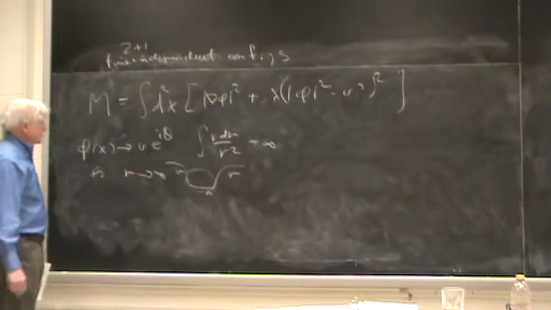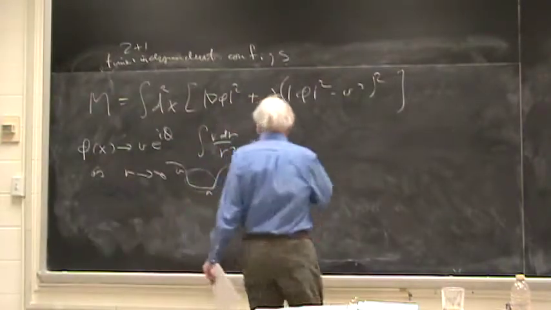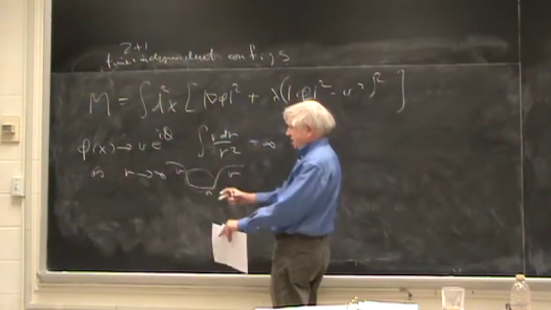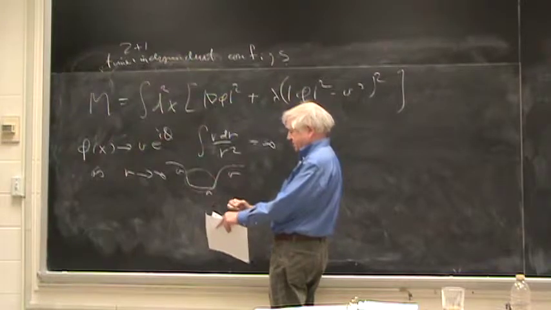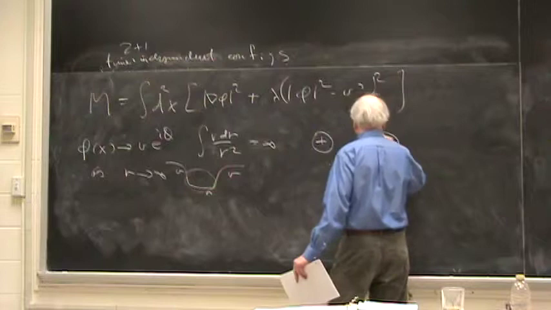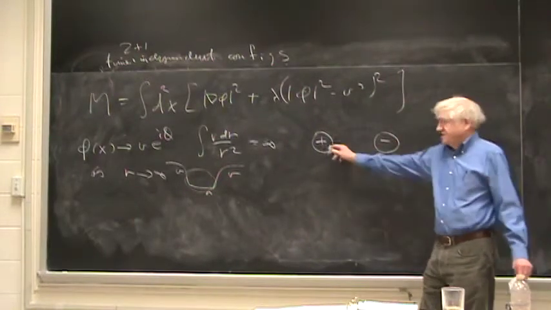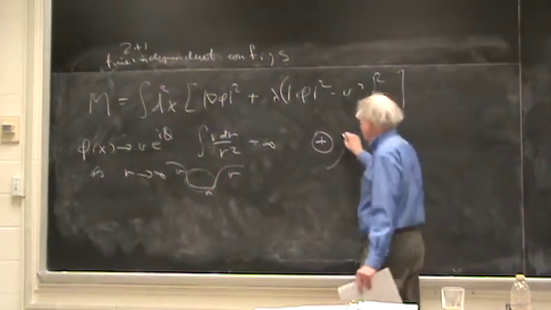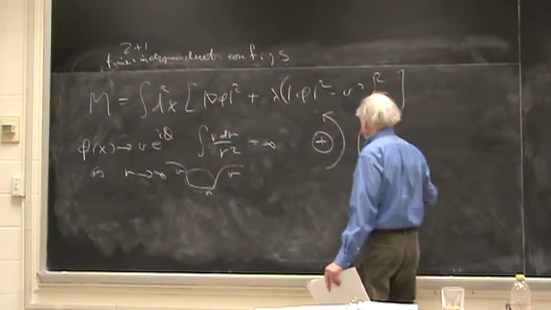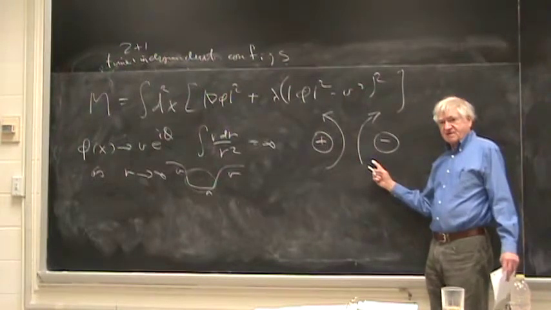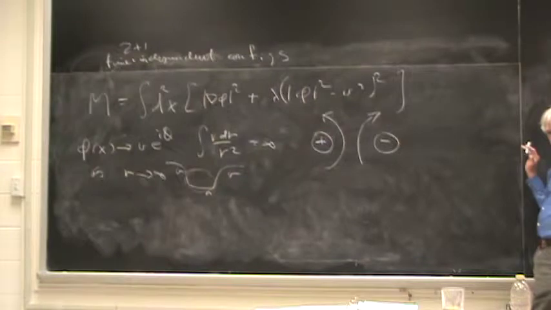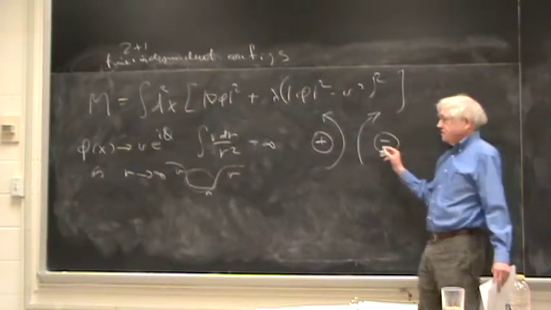But these configurations, even though they're of infinite energy, if they're simple, singular configurations going out to infinity, you can have one that looks like this, a plus here and a minus. And so theta goes around twice as fast in the middle, but at infinity, theta is quiet.